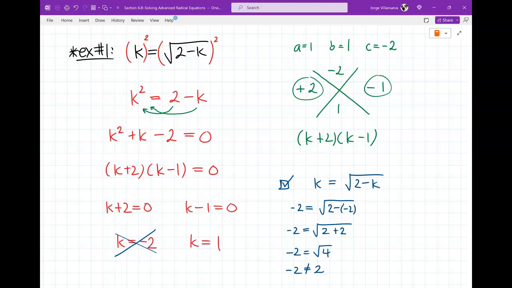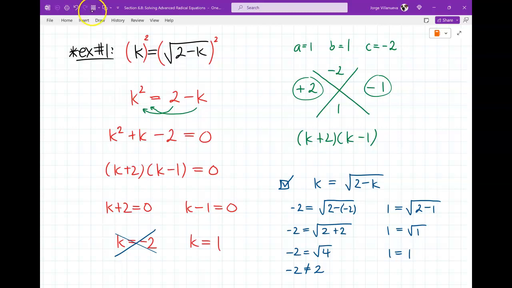That's what an extraneous solution looks like. Okay, I solved it. I didn't do anything wrong in solving it. The problem is the answer doesn't work. Okay, so now let's try 1. 1 is equal to, I'm plugging into the original equation, the square root of 2 minus 1. 1 is equal to the square root of 1. 1 is 1. Well, that does work.